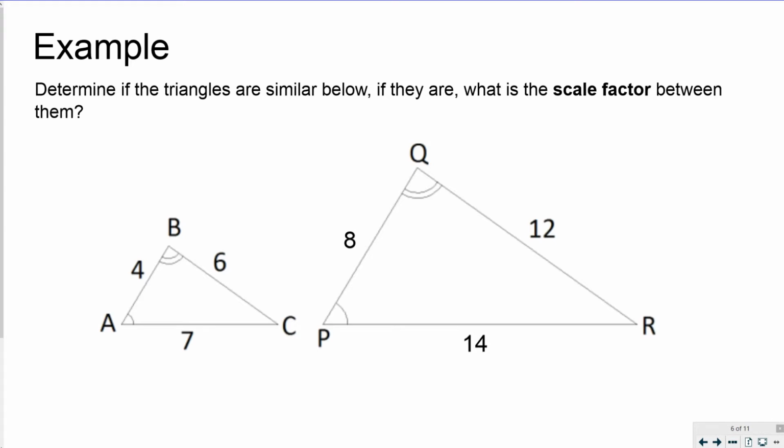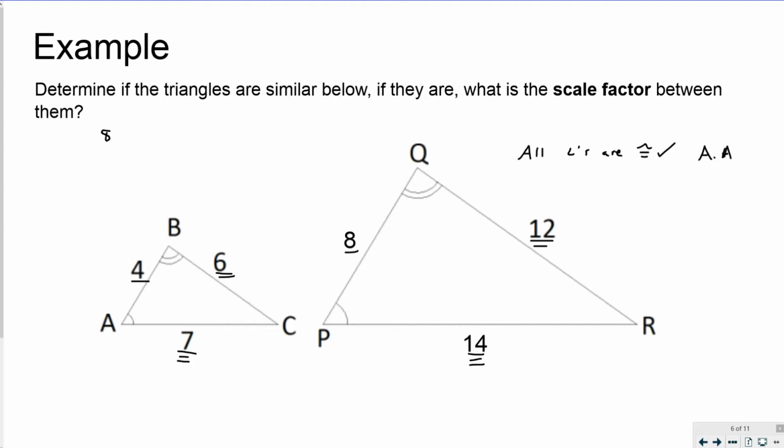So determine if the triangles are similar below. If they are, what is the scale factor between them? So 1 and 2 angles are already marked as congruent. So that means that all the angles are congruent. All right, 2 out of 3 are congruent. It means the third is congruent by the triangle angle sum theorem. So since that's true, I can just check the sides. So let's pair up the sides. So 4 and 8 are corresponding, 6 and 12 are corresponding, and 14 and 7 are corresponding.